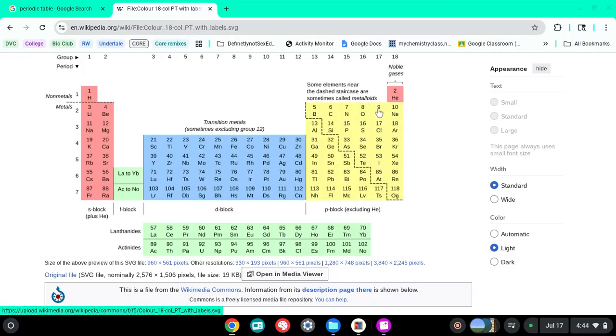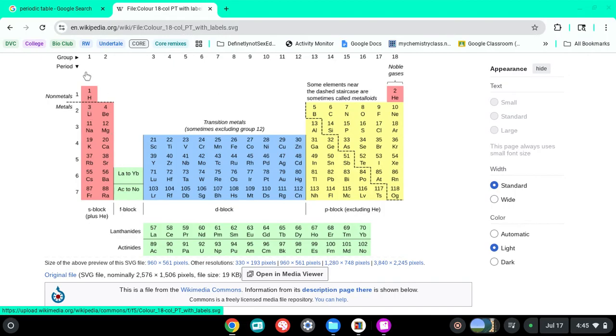So what ion would they form? Well, oxygen needs 2 electrons, so it becomes O2-. Fluorine needs 1 electron, F-. Sodium will lose 1, so Na+, positive. And magnesium will lose 2 electrons, Mg2+.